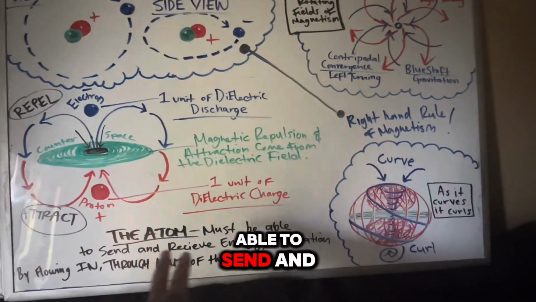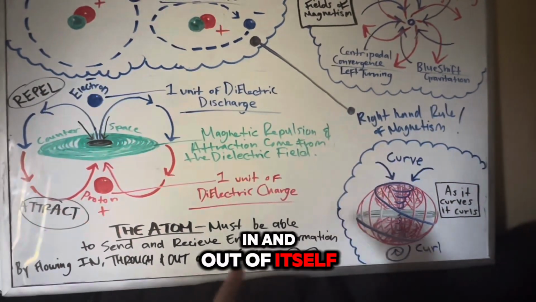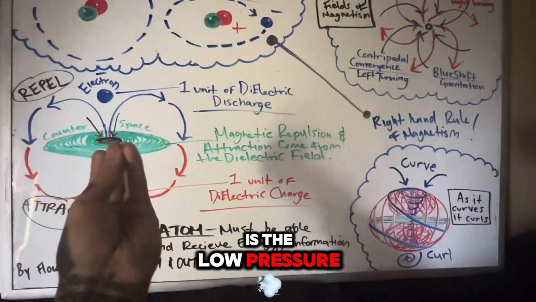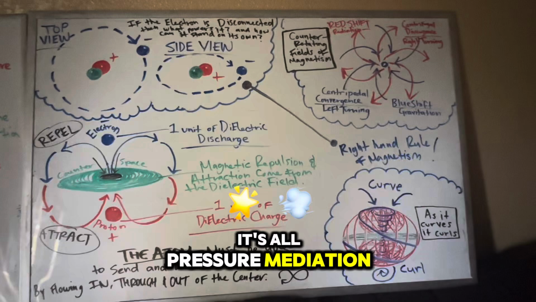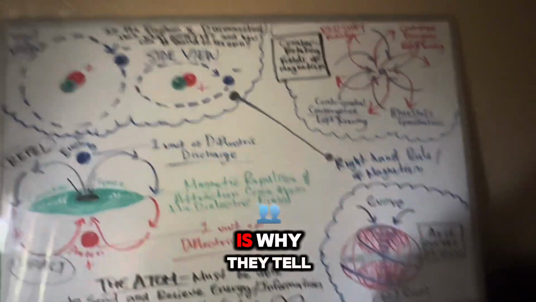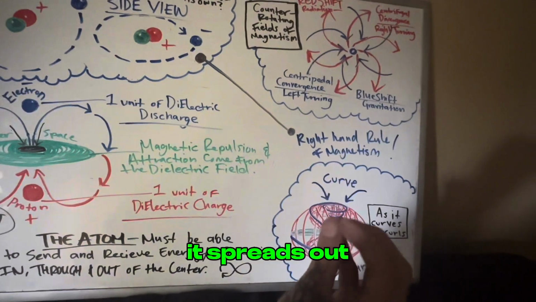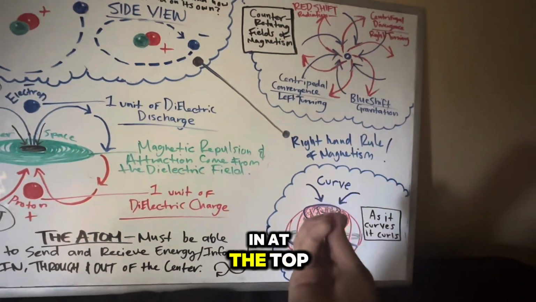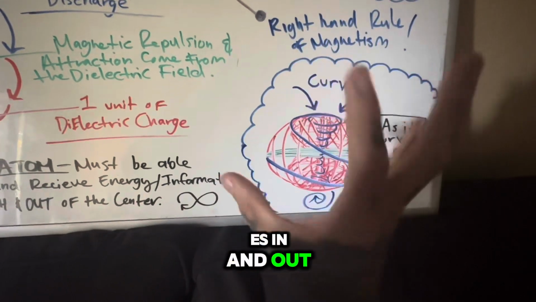The atom must be able to send and receive energy or information by flowing or sending that energy in and out of itself, in and out of the center. The energy must pick up inertia, which is spin. This is the low pressure, comes out as high pressure, returns to the low pressure. It's all pressure mediation. The right-hand rule of magnetism is why they tell you that the electron is going around this way. Because the magnetic field does curve this way, but it doesn't just curve, it also curls. It spreads out and then it curves in at the bottom. It spreads out the bottom and it curves in at the top. So yes, the entire magnetic field is spinning in one direction, but it also vortexes in and out.